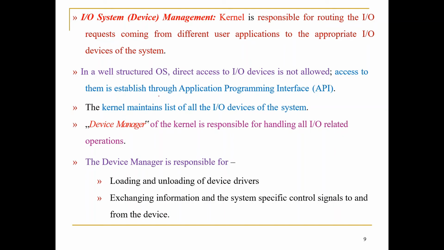Access to them is established through an API, application programming interface. The kernel maintains a list of input-output devices of the system. This happens initially itself. As soon as you turn on the system, my operating system will make sure what the input devices and output devices connected to the system are. And these devices will be handled using a device manager. There is a program called the device manager in the kernel, which will be responsible for handling all the input-output related operations. So the device manager will be assisting the kernel.